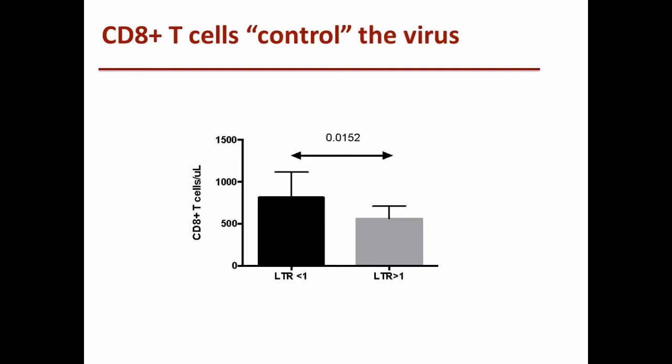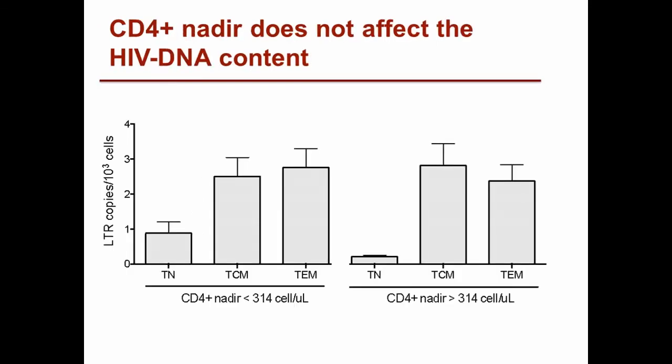The analysis of our data showed that the amount of CD8 cells is very much related to the amount of virus. In fact, if you divide patients into those who had more than one or less than one copy of LTR per cell, those that had a low amount of copies of virus had more CD8 T cells. So it means that the amount of CD8 is crucial to control viremia, intracellular DNA.